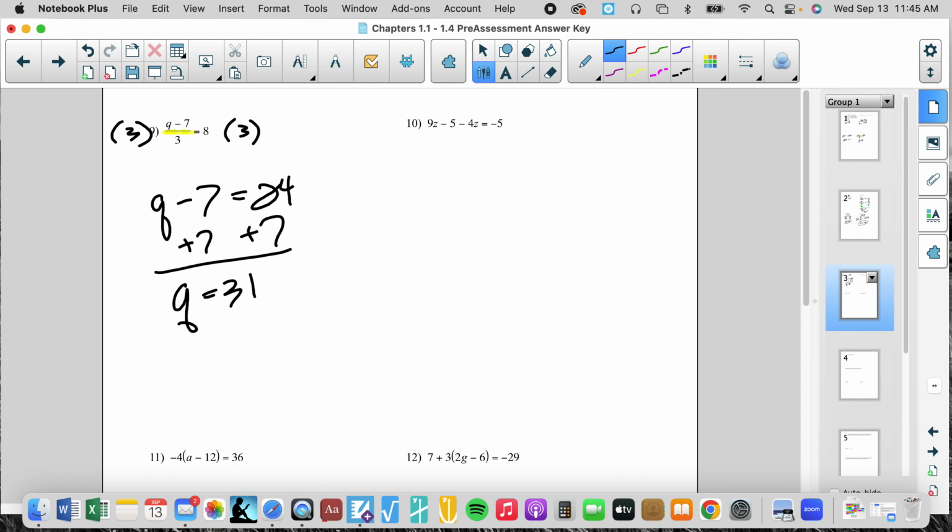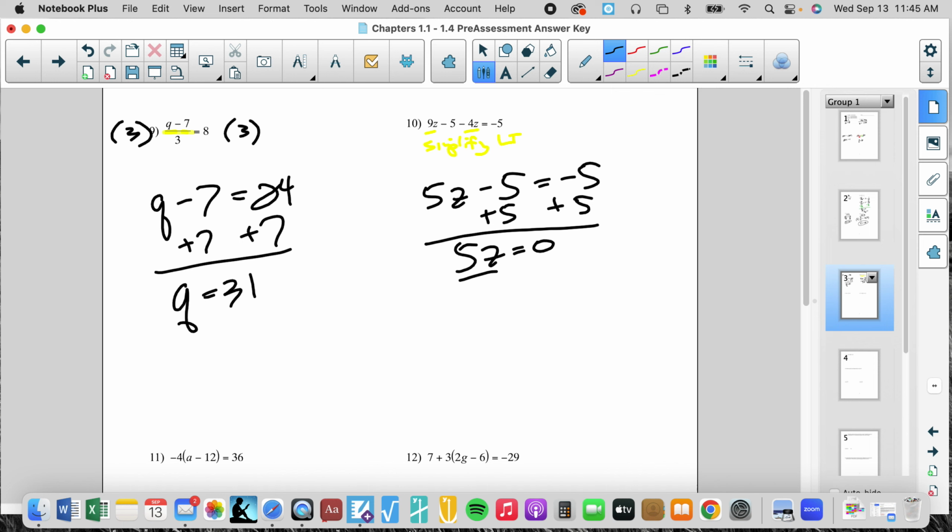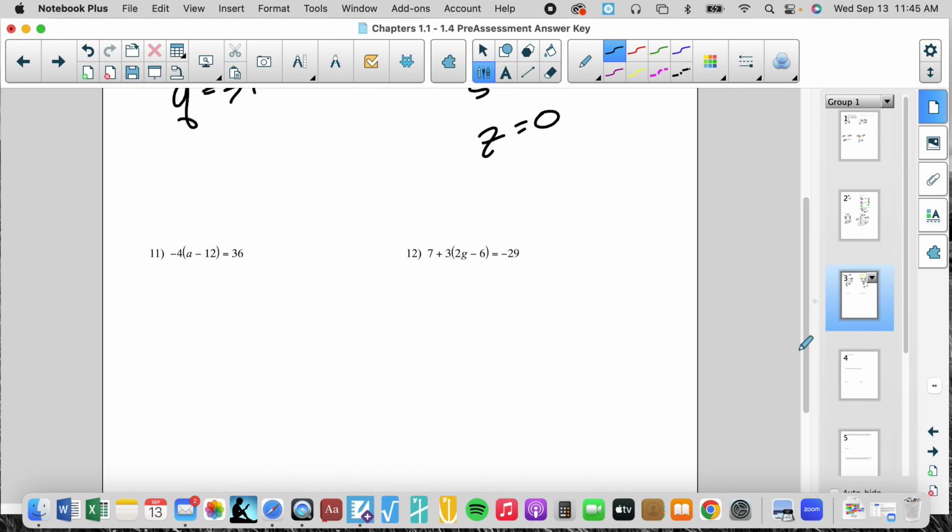Here we have multiple things happening on one of the sides of the equation. So we are going to simplify first. Simplify like terms. And 9z minus 4z gives me 5z minus 5 equals negative 5. Now there are two things happening to the variable. We're going to get rid of addition and subtraction. 5z equals 0. Divide by 5. Z equals 0. 0 over 5 equals 0.